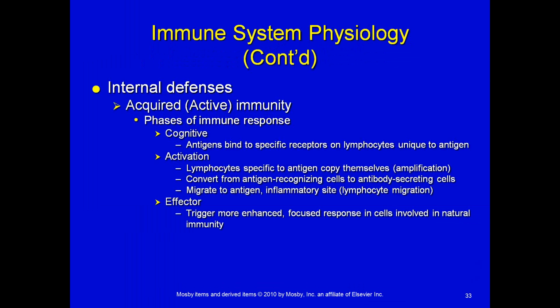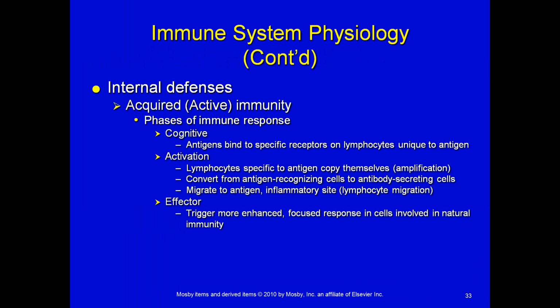So the phases of an immune response. The cognitive phase, the antigens bind to specific receptors on the lymphocytes unique to that antigen. The activation stage, the lymphocytes specific to the antigen copy themselves and convert from antigen-recognizing cells to antibody-secreting cells. And then they migrate to the antigen or the inflammatory site.